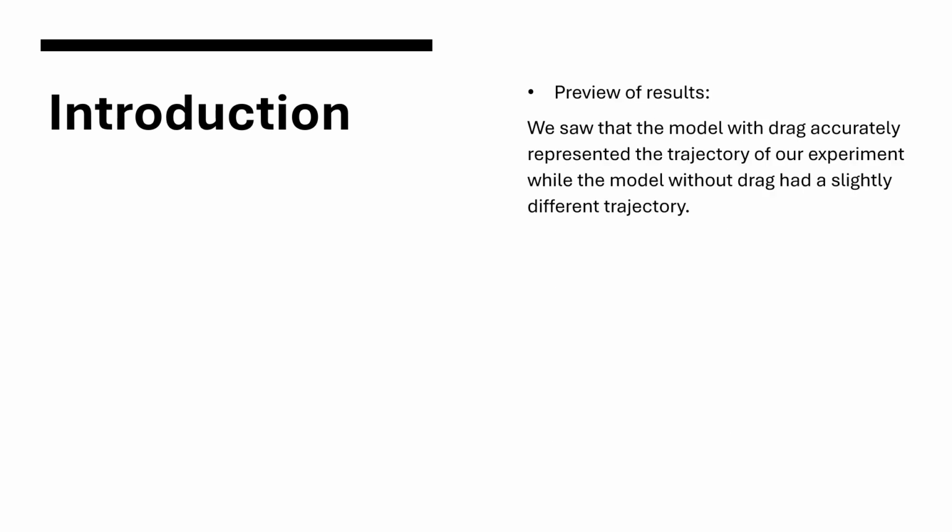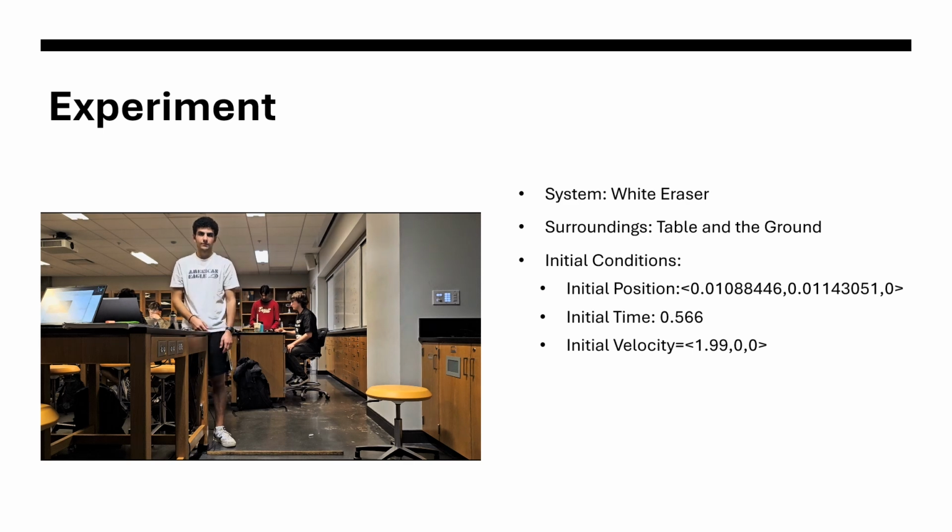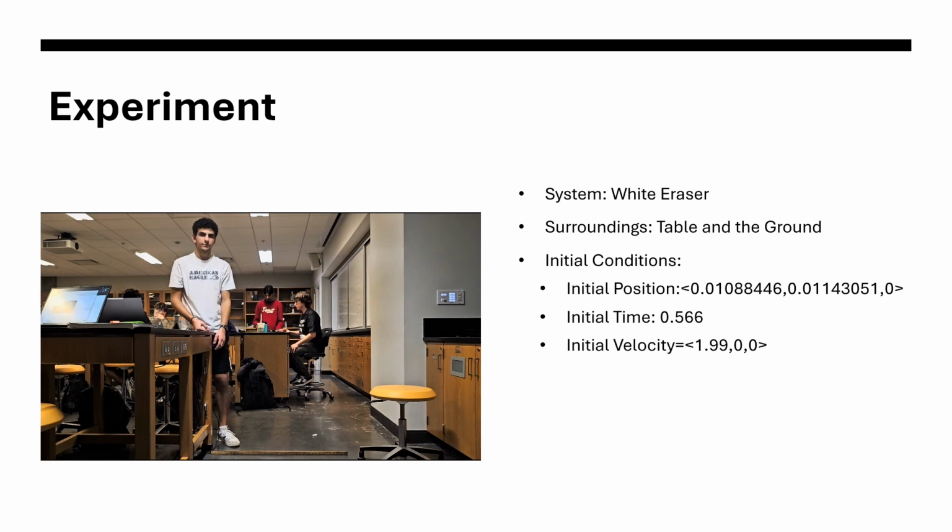We saw that the model with drag accurately represented the trajectory of our experiment, while the model without drag had a slightly different trajectory. So as you saw in the video, our system was a white eraser, and the surroundings were just a table and the ground.